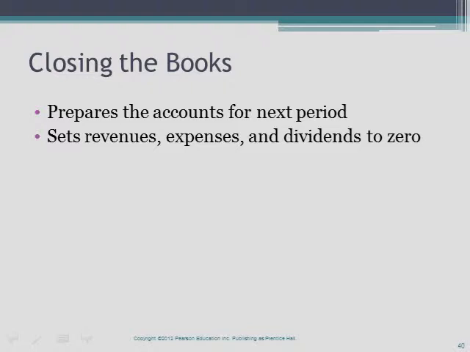Now, recognize that we're setting the revenue, expense, and dividends to zero. We are not setting the balance sheet accounts, that is the assets, liabilities, and shareholders' equity accounts, to zero. Those are cumulative balances that simply roll forward, based on having an opening balance of some amount and then the net impact of the debits and credits hitting those accounts each period.